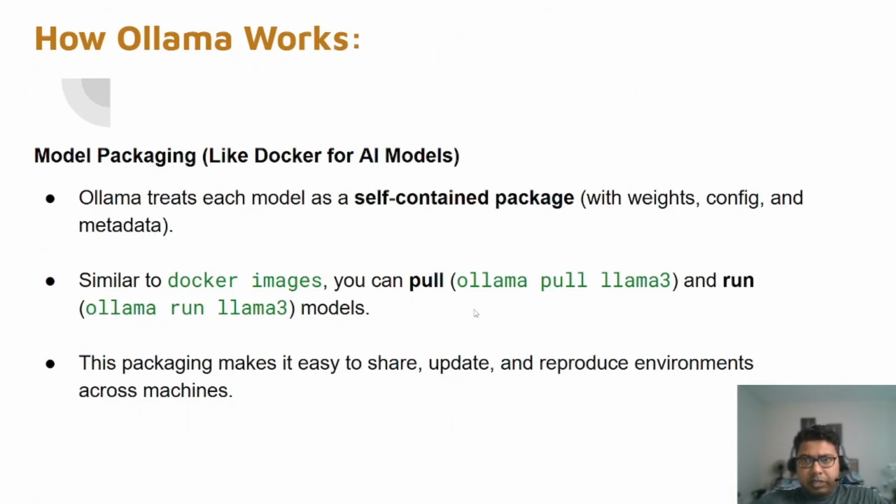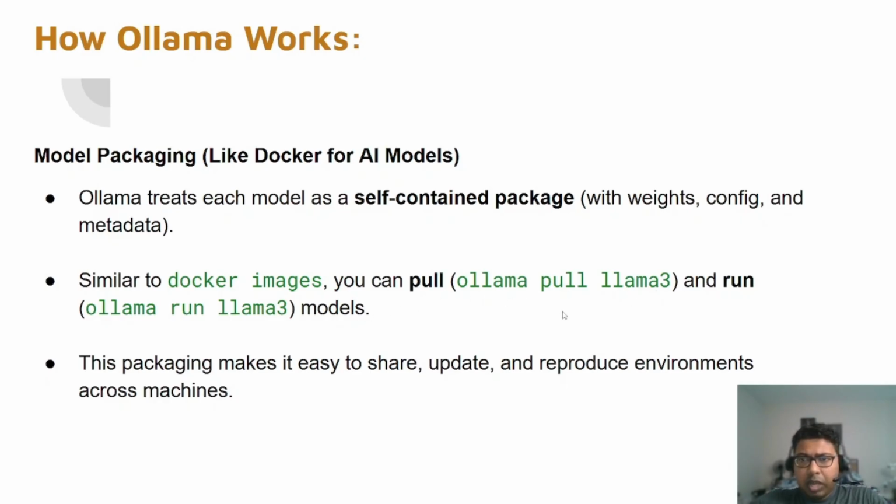Now, a very important piece of information here: how Ollama works. Model packaging. It's basically kind of a Docker. It's kind of a container that contains the models, and we can use it as a container. Ollama treats each model as a self-contained package. We can have multiple models in our Ollama, and it will keep each model under a separate package, and we can use it. Similar to a Docker image, you can pull and run Ollama models.